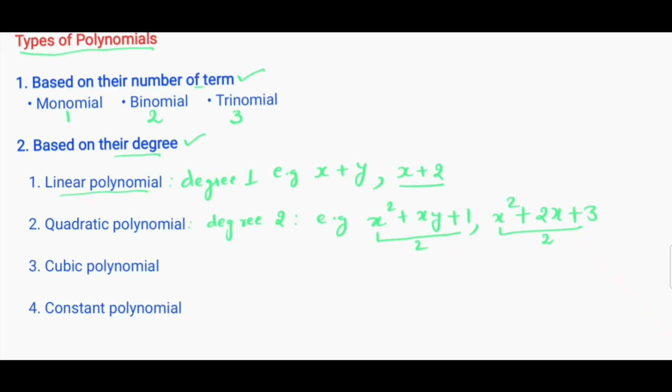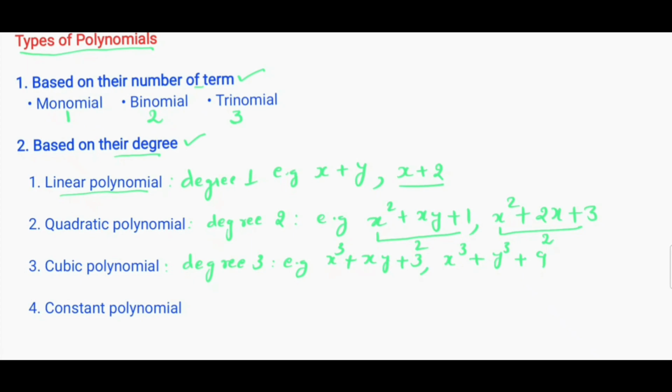Next we have cubic polynomials. Cubic polynomials are those polynomials having degree equal to 3. For example, x cube plus xy plus 3, x cube plus y cube plus 9. All these are cubic polynomials because they have degree equal to 3.